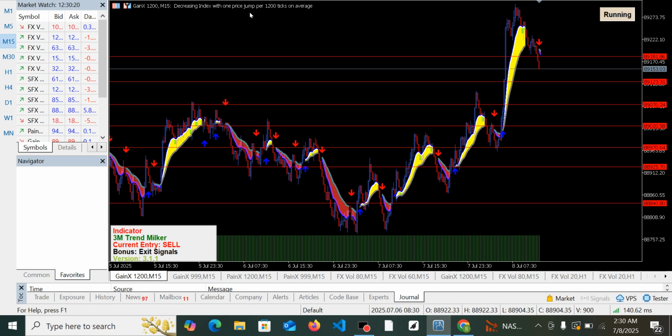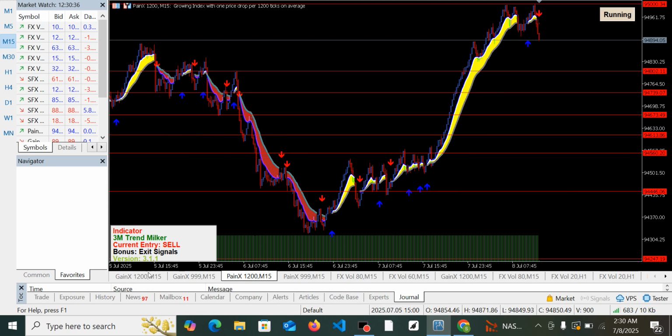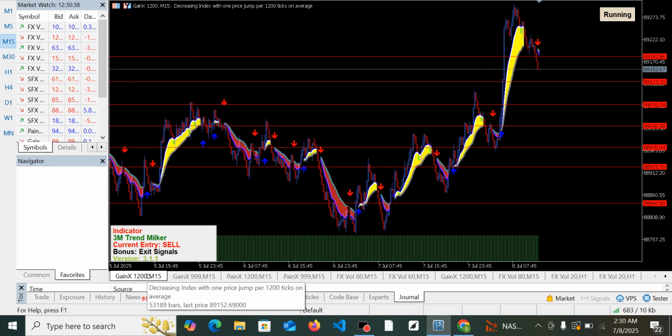Okay, guys, the trend trading strategy actually worked on these two assets. I applied this trend trading strategy on the two assets which I will be showing you in this video. They are GainX 1200 and PainX 1200. I applied this strategy on them yesterday, and I used it to analyze the market, and I gave out the signal within my Telegram channel, and of course you're going to see the results in this video. So let's go straight into what we have right here.